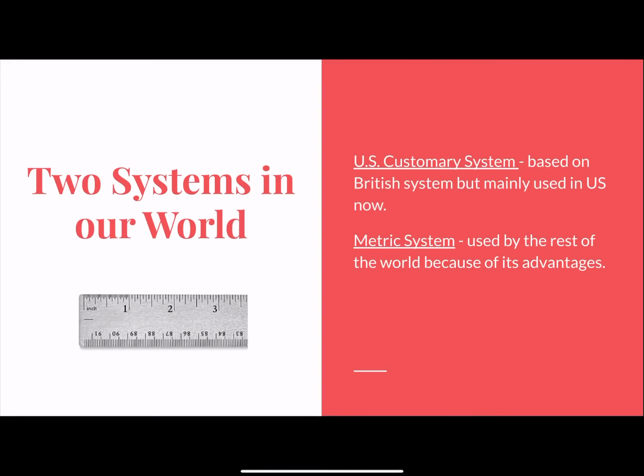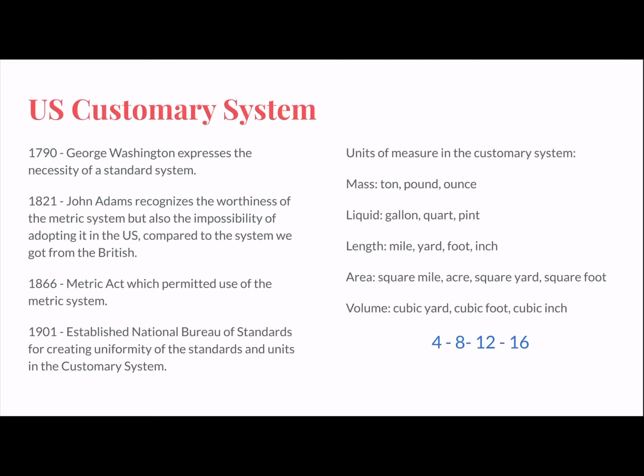We have two systems in our world for measuring, and we have the U.S. Customary System, which was based originally on the British system that came with us to America. And then also the metric system, which is basically used by the rest of the world because of its advantages, which we'll talk about later.